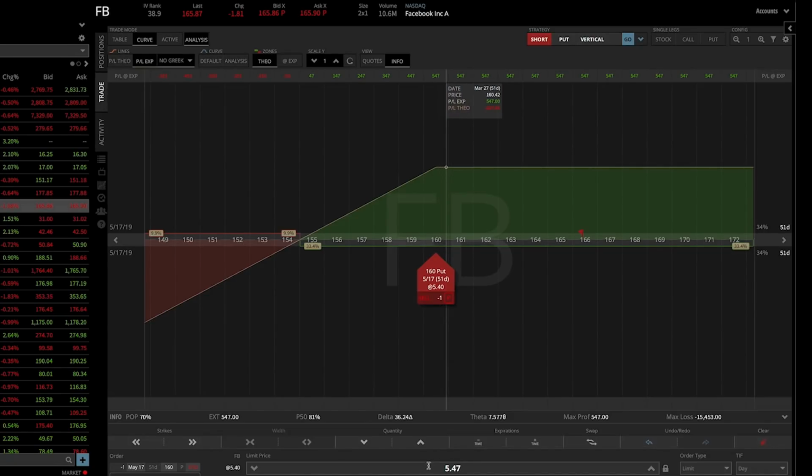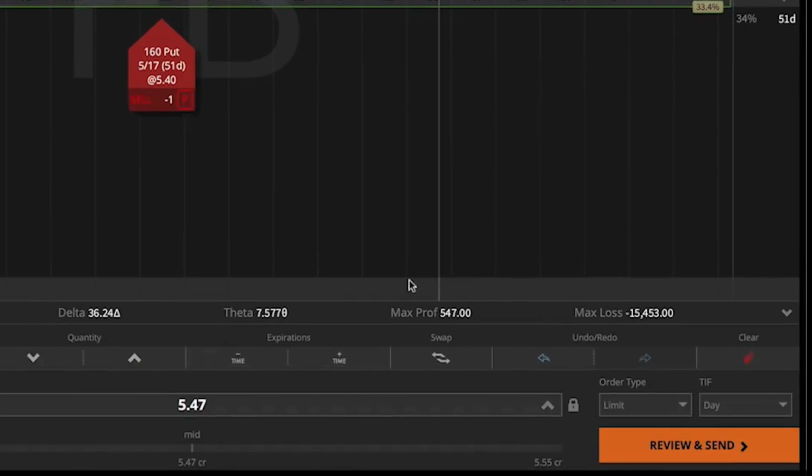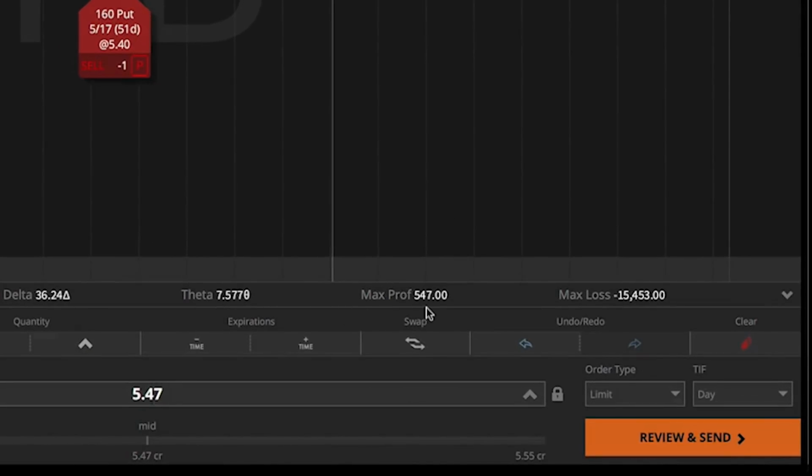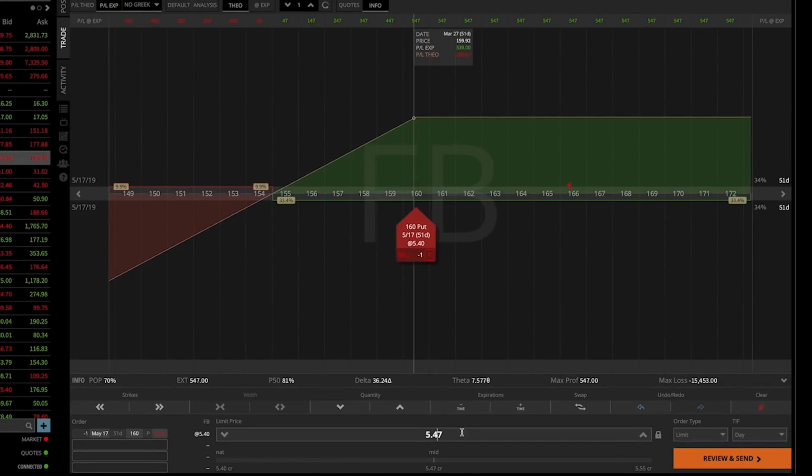So for example, if I sell this option for $5.47, in actual dollar terms, this option is worth $547. And if we look here, it says my maximum profit is $547, which stems from the fact that if I sell this put option for $547 and it expires worthless, or with a value of $0 at expiration, then I will keep 100% of what I sold the option for. So if I sell this 160 put, the best case scenario is that Facebook is above $160 at expiration, in which case this put option will expire worthless and I will keep 100% of what I collected for selling this option.